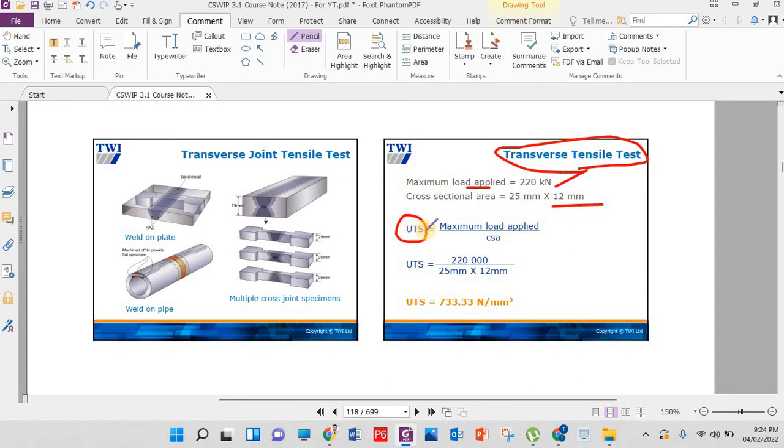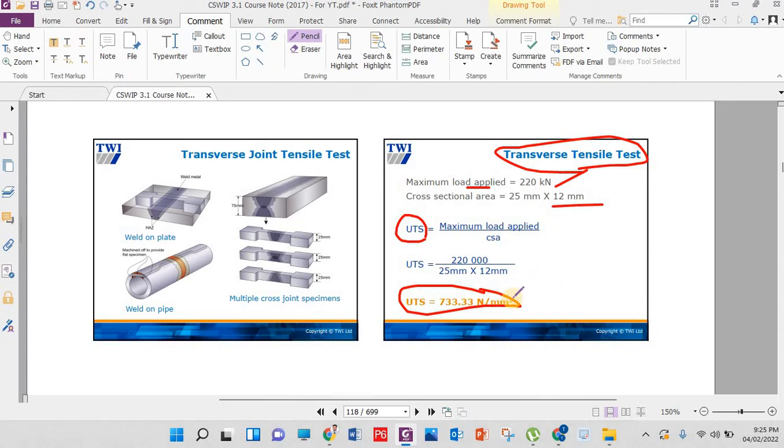Okay, the formula of ultimate tensile strength is maximum load over cross-sectional area, CSA. Maximum load 220 over 25 by 12. This is the UTS, 733 Newton per square millimeter. This is the answer. In the options, sometimes he gave you 733 Newton per square millimeter, then option B is 733.33.